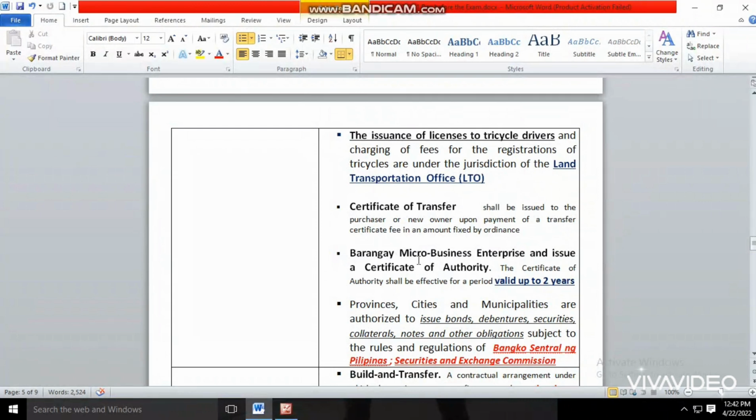The provinces, cities, and municipalities are authorized to issue bonds, debentures, securities, collaterals, notes, and other obligations. Pero, subject po siya sa rules and regulations ng Bangko Sentral ng Pilipinas at saka ng Securities and Exchange Commission.